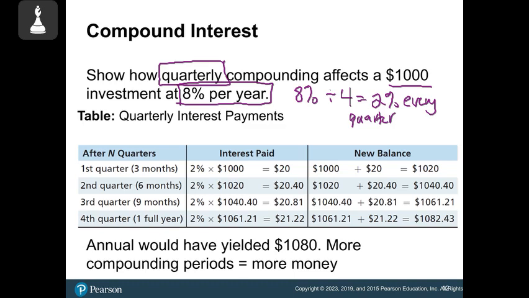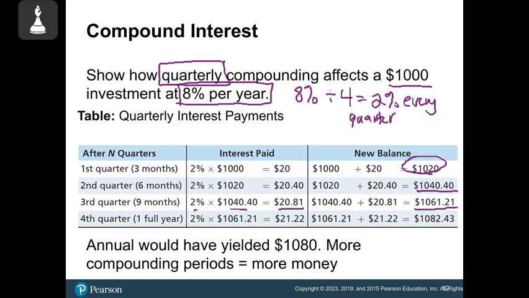2% of my previous balance gives me $20. Add it to my balance. That's what I have after the first quarter. Now I'm going to calculate interest on that. So 2% of that balance gives me $20.40. Add it to the previous balance. I'm now at $1,040.40. Calculate the interest on that balance. Gives me $20.81 this time. Add them together to find my balance.